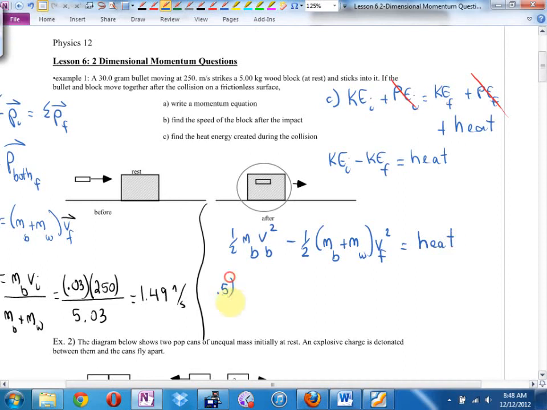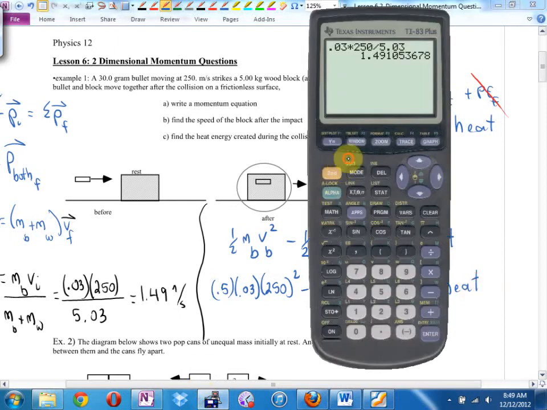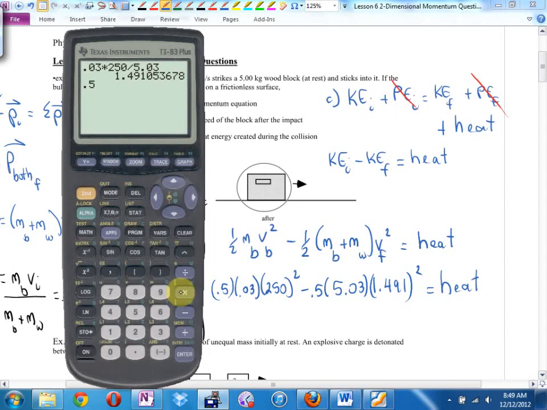0.5 times 0.03 times 250 squared, minus 0.5 times 5.03, the mass of both of them, times 1.491 squared. That's how much heat was generated. Let's see. 1/2 times m times v squared minus 1/2 times 5.03 times that previous answer that I still had on my calculator squared, and I get about 932 joules of heat.